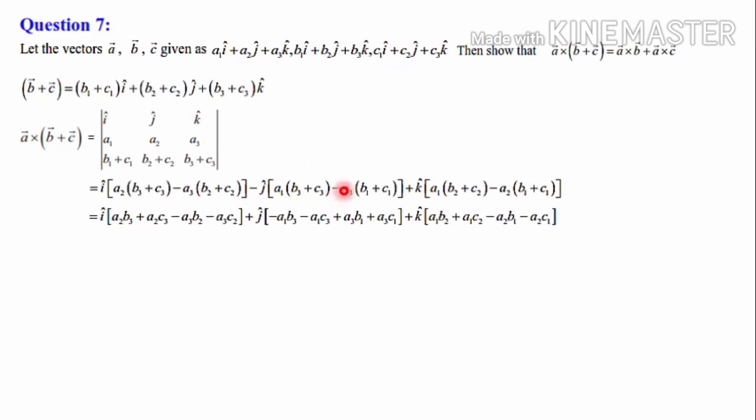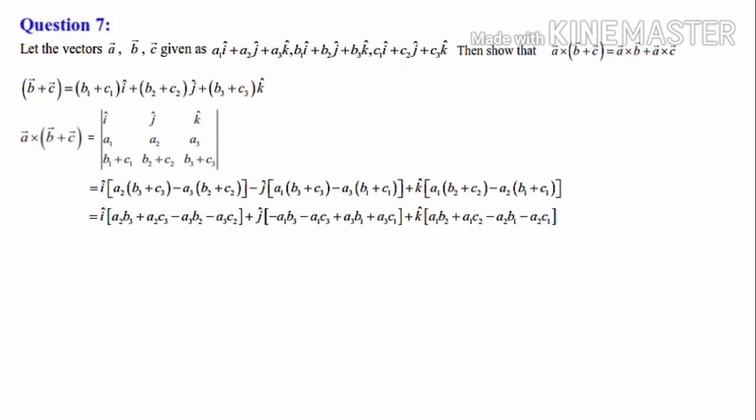So plus a3 into b1, that is a3 b1, plus a3 into c1, that is a3 c1, plus k cap into a1 b2, it's here, a1 c2 here, minus a2 b1, that is here, minus into plus, that is minus a2 c1. So this much only the calculation, let it be same. Then we have to go for the right hand side, that is a cross b plus a cross c.